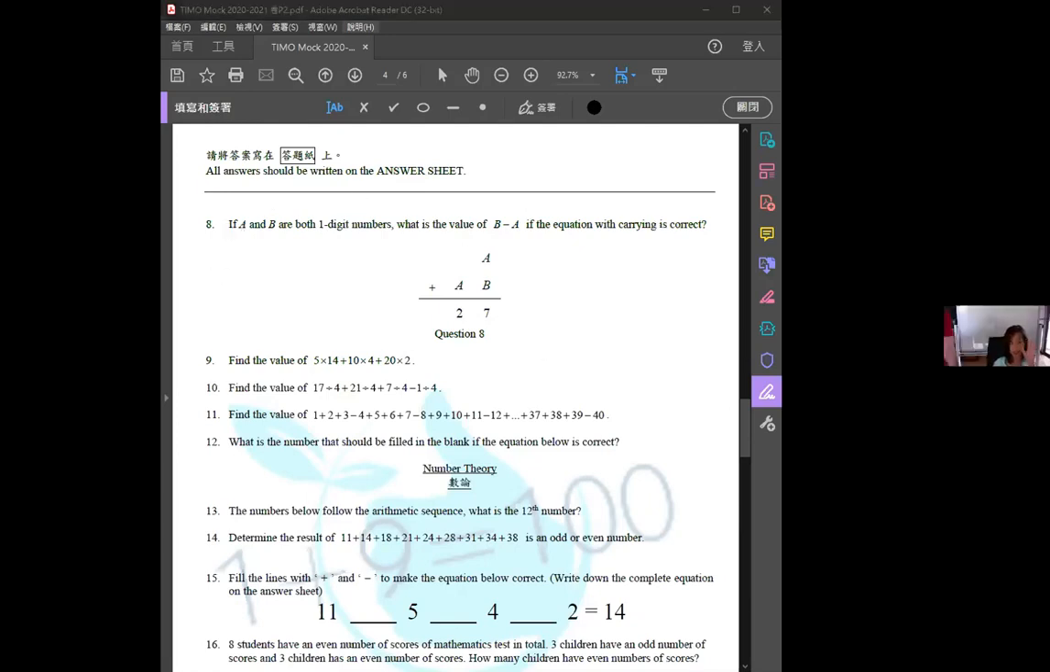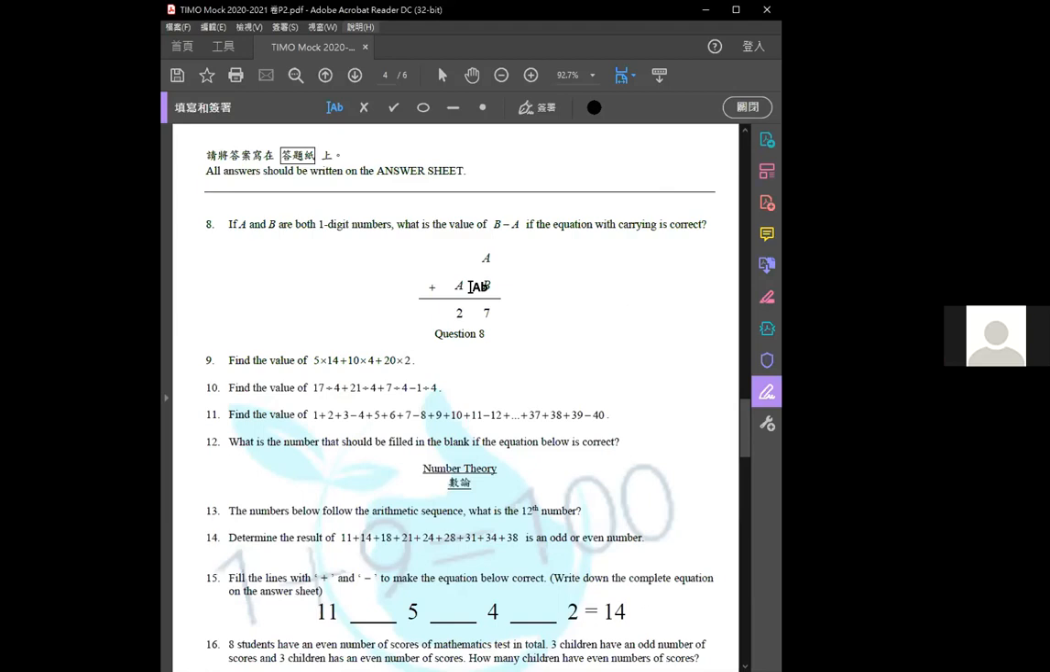Excuse me, teacher. Yeah? That's the equation with carrying. Excuse me? But in the question it says with carrying. Oh. Confusing, you know.